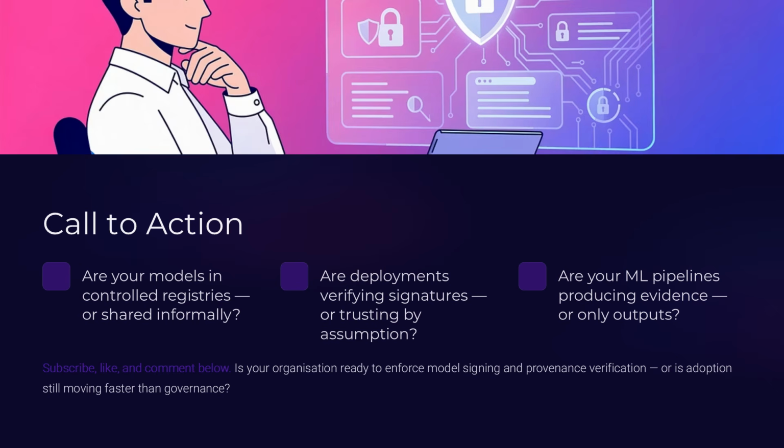Let us build secure, reliable, and trusted artificial intelligence supply chains together.